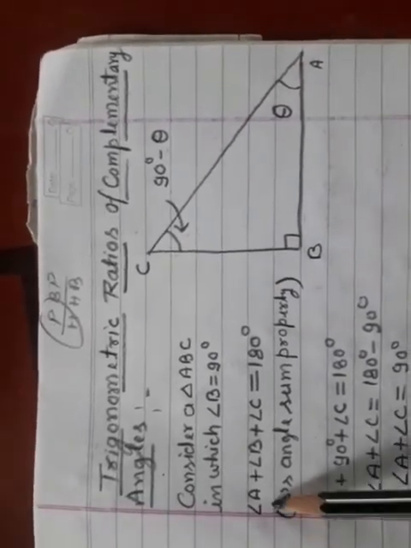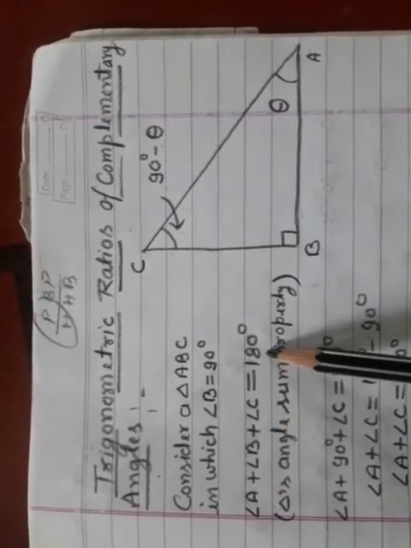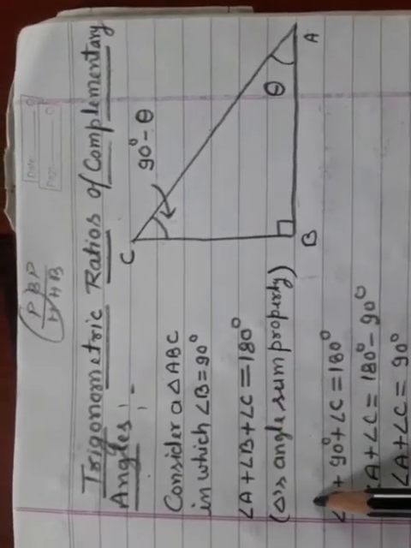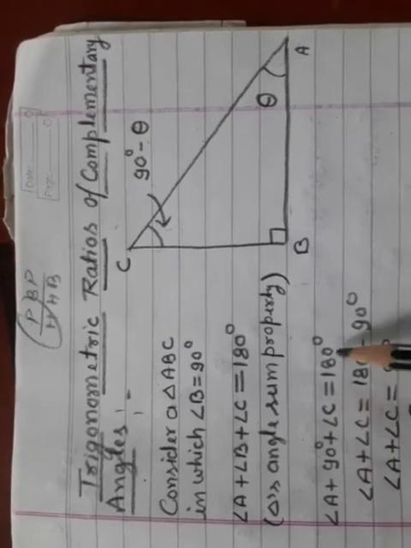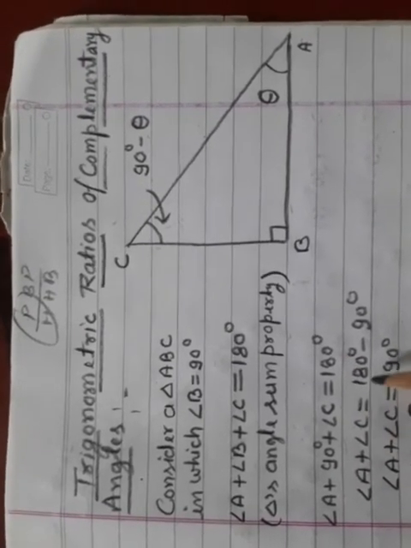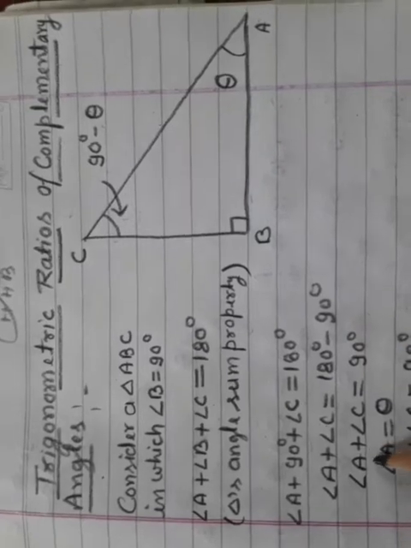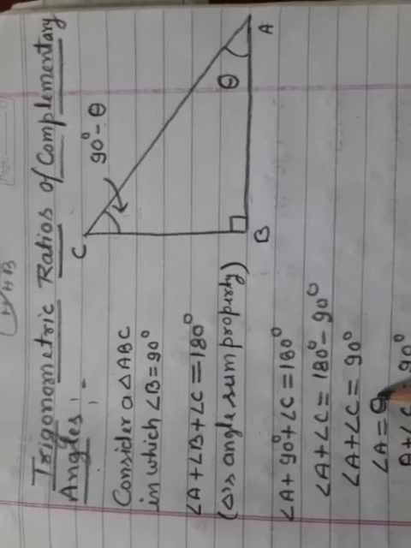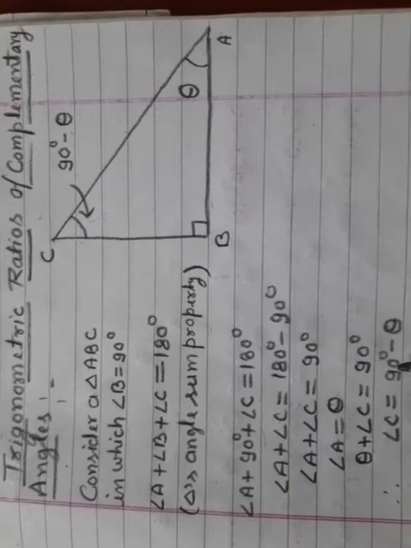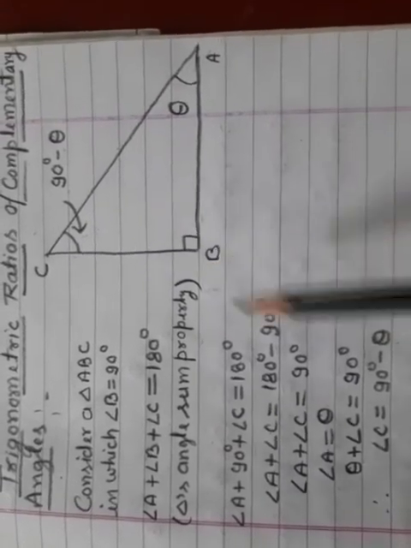We know that the triangle's angle sum is equal to 180 degrees. The angle A plus angle B plus angle C is equal to 180 degrees. Clear? Triangle's angle sum property. So angle A plus angle C is 180 minus 90, so angle A plus angle C is equal to 90 degrees. Angle A is equal to theta, so theta plus angle C is equal to 90 degrees. The angle C is equal to 90 minus theta. This one is a complementary angle.